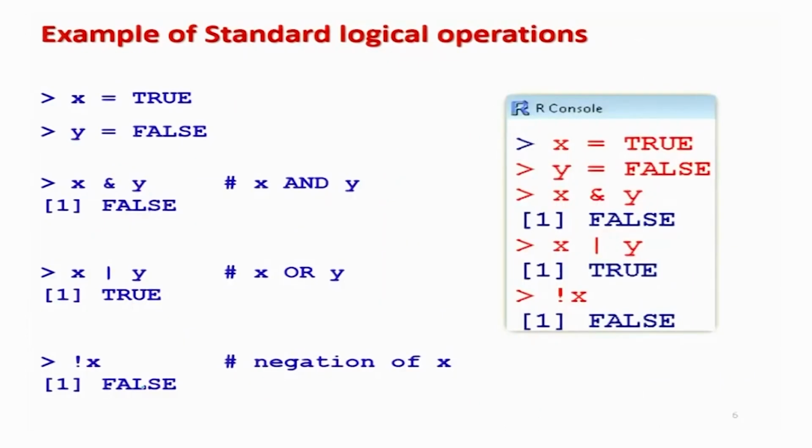Now I will give you some examples so that I can explain the meaning and utility of the outcomes in this truth table. Suppose I take two variables x and y, and I take x as true and y as false. Now I try to do different types of operations from the truth table.